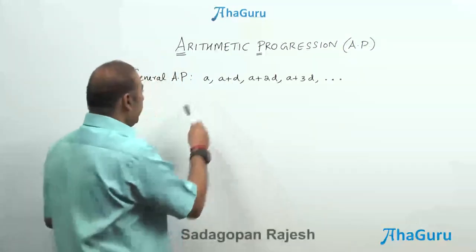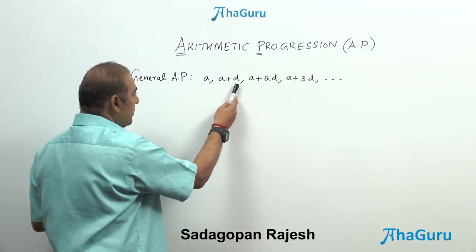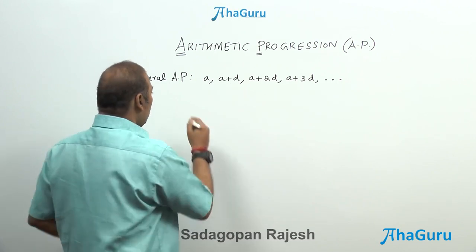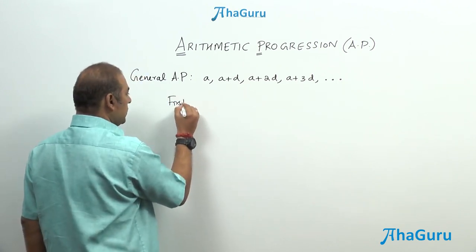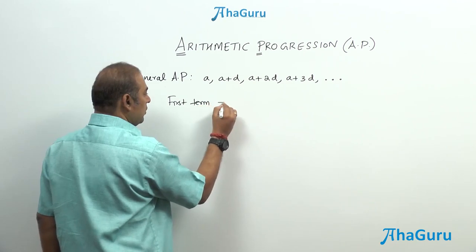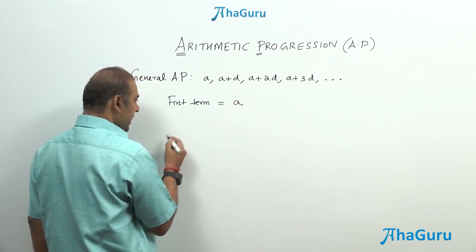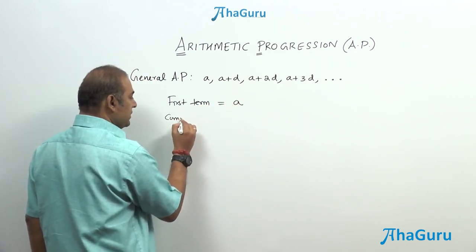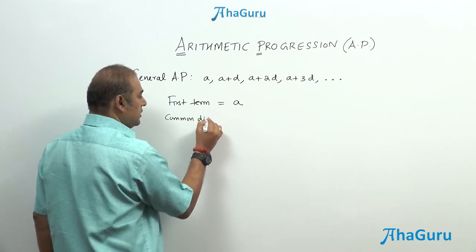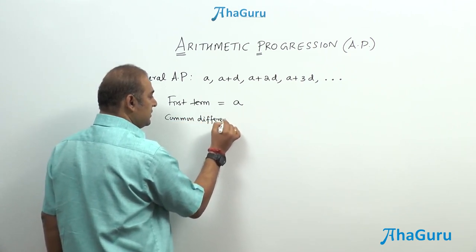So it's the general AP. The first term is A and the common difference is D. The usual convention is A for the first term, and then the common difference. What is the common difference? The common difference is D.